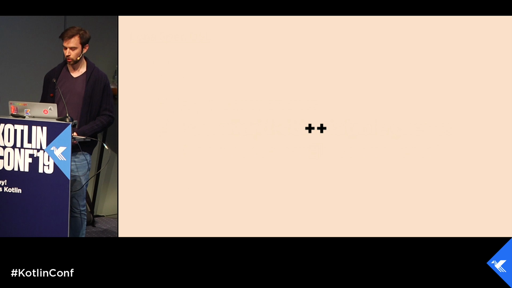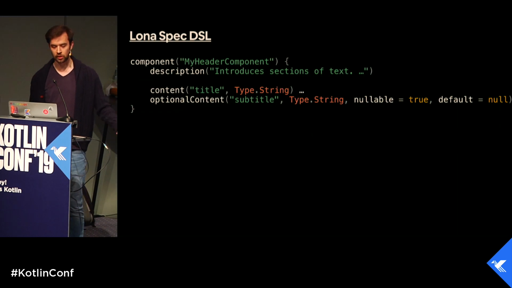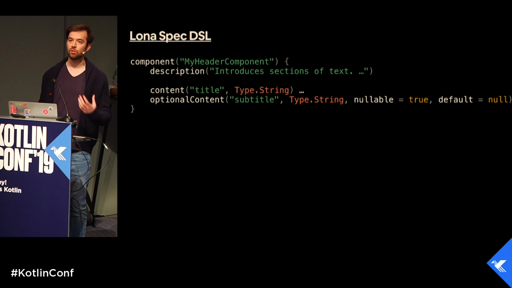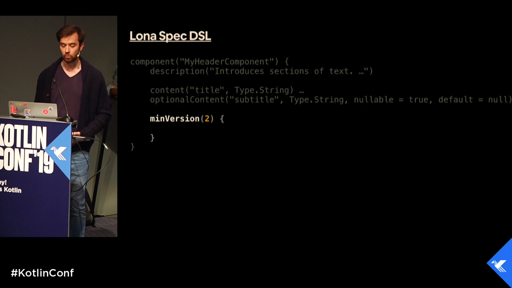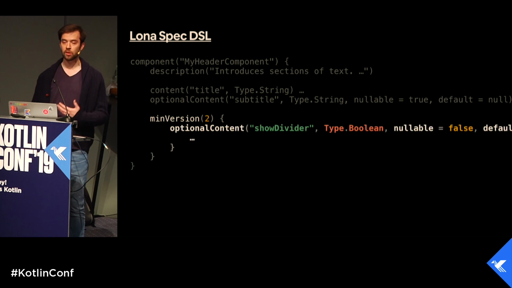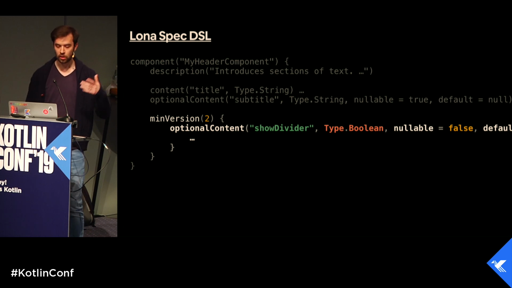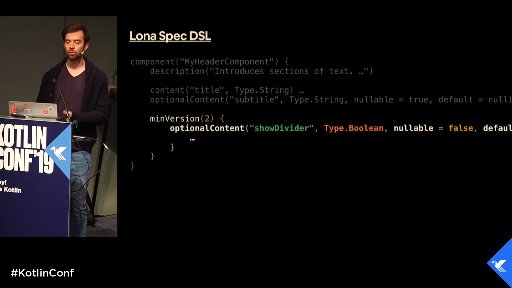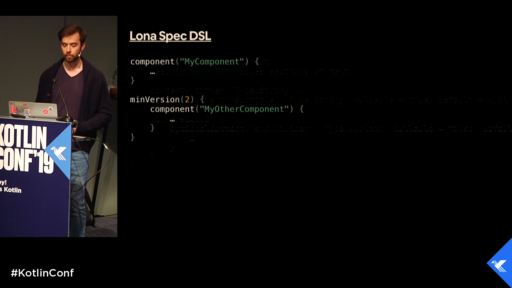So let's look at some code again. Back to our DSL, I've got the first version of my header component, and I've already published it, so any changes would require creating a new version now. We invoke the min version function to create a version 2 block. Now we can add any number of new properties which will be scoped to this new version. So for example, here we're adding a sort of arbitrary property which controls whether or not to show a divider at the bottom of the component. We could add a different one, multiple ones, and so forth.